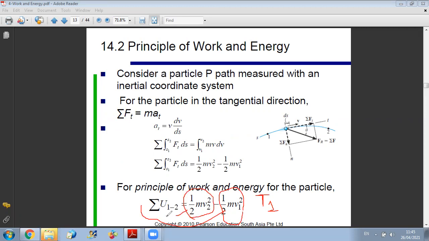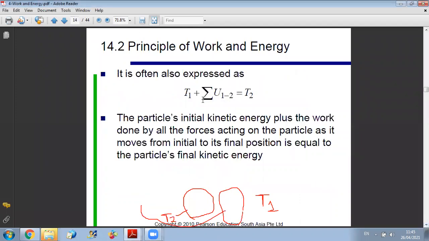T2 is the kinetic energy at state 2. So we can write that the sum of work between 1 and 2 of all external forces plus the initial kinetic energy T1 is equal to the final kinetic energy of the system. This is another way to state the work and energy principle, saying that the particle's initial kinetic energy plus the work done by all the forces acting on the particle as it moves from its initial to final position is equal to the particle's final kinetic energy.